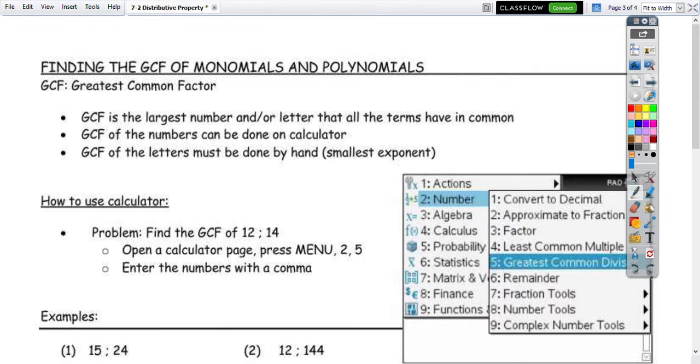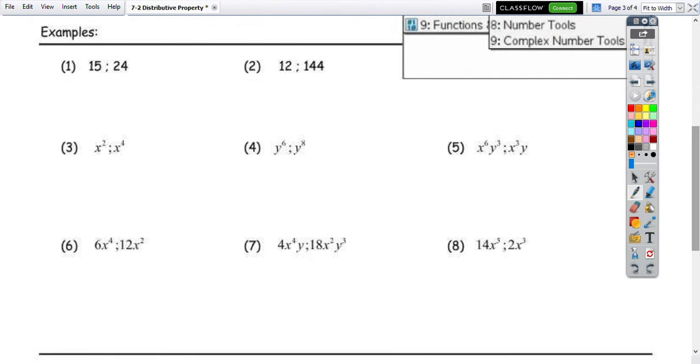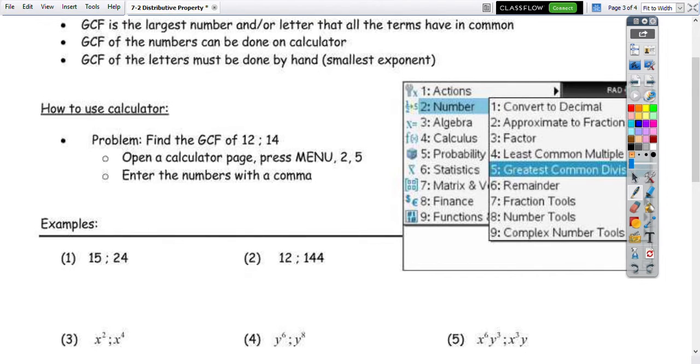And this is called finding the GCF, okay? So the greatest common factor on your calculator, you're just going to go to the calculator page, you're going to press menu, number, and then you're going to go to greatest common divisor, okay? Essentially what you're doing is you're taking the factors of 12, right? So what multiplies give you 12? Well, it's 1, 2, 6 and 12.